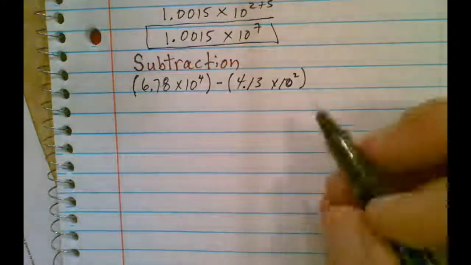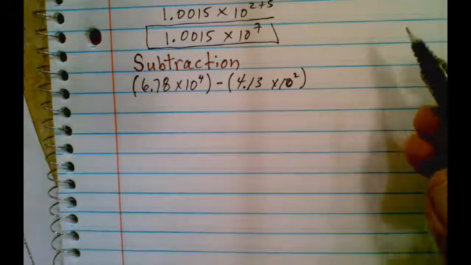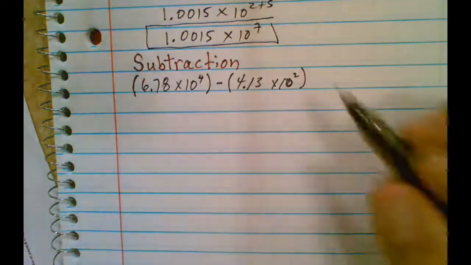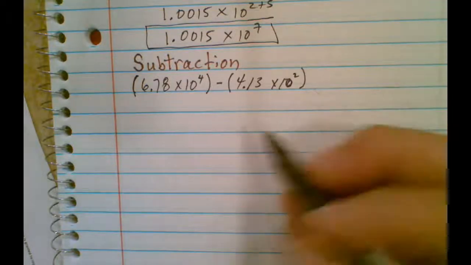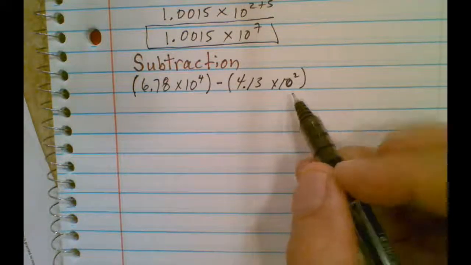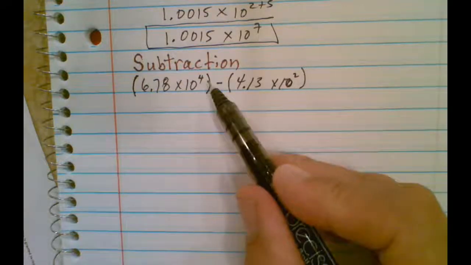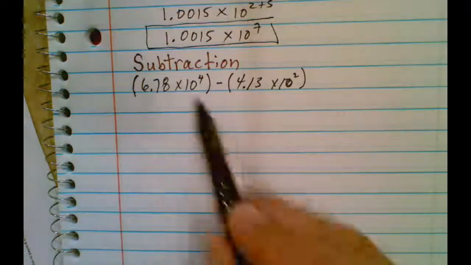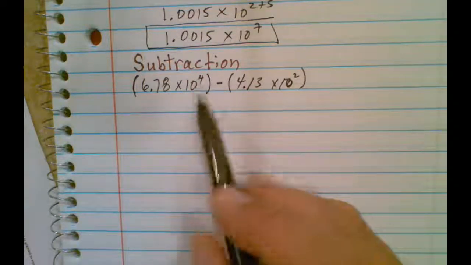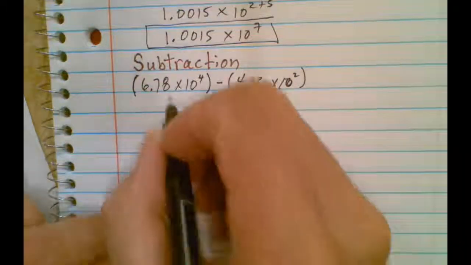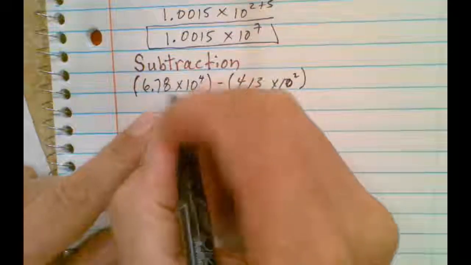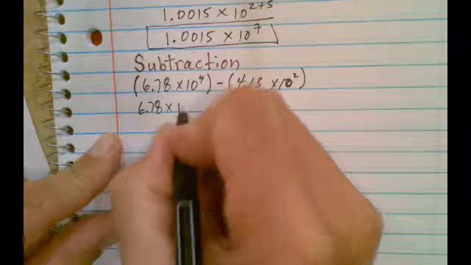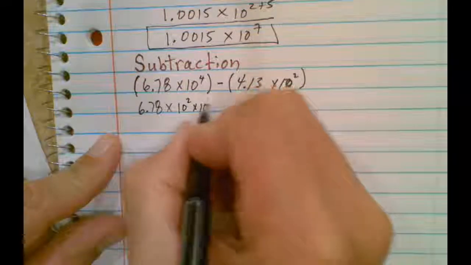I'm not going to go into quite the detail in subtraction that I did with addition about exactly the factoring, but we're going to approach this just like we did addition, and we're going to factor out a 10 with an exponent that we can match them. Right now, 10 to the fourth is not the same as 10 to the second, but we can certainly rewrite the 10 to the fourth as follows. So I can write this as 6.78 times 10 to the second times 10 to the second.